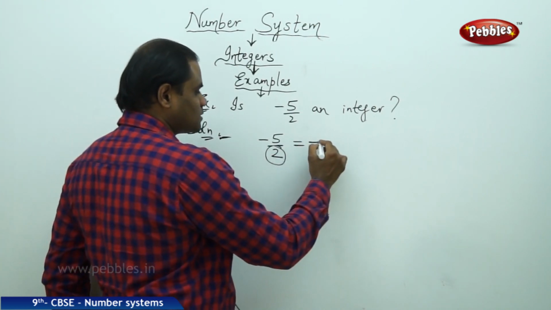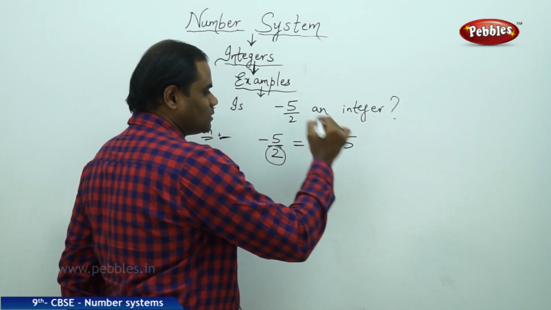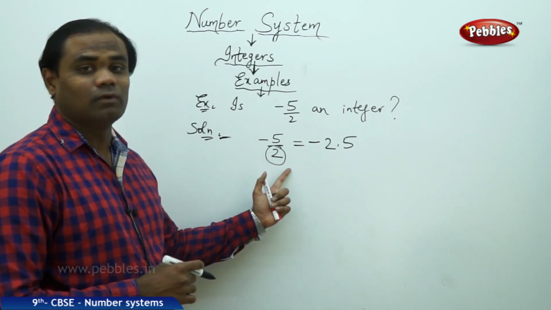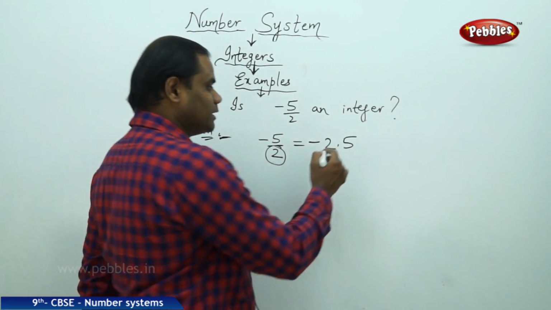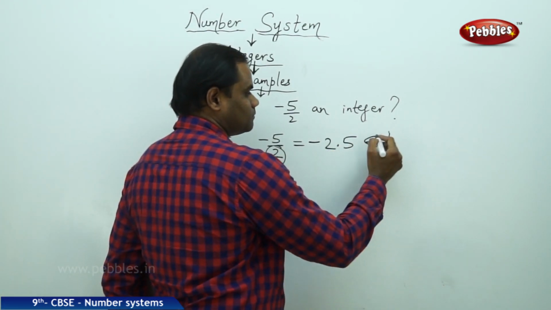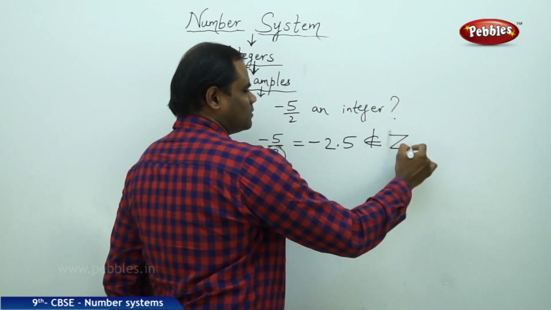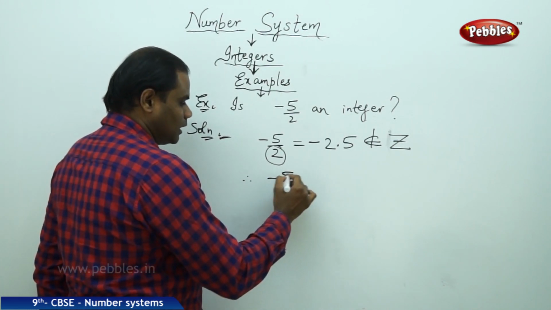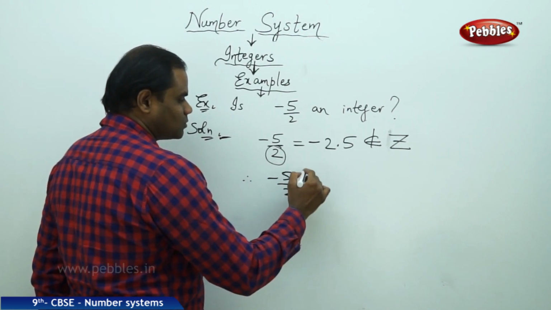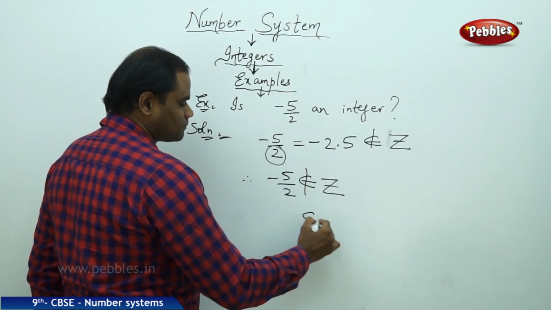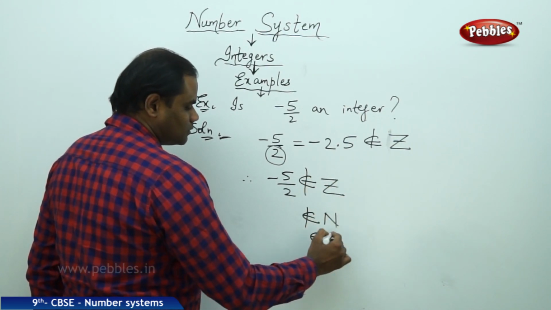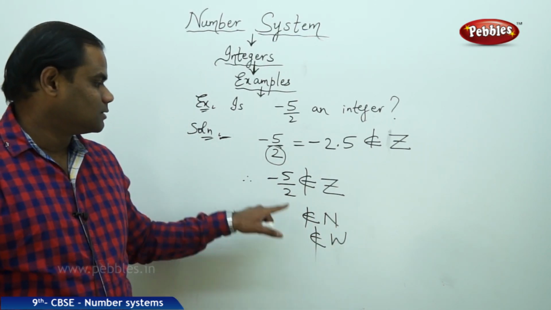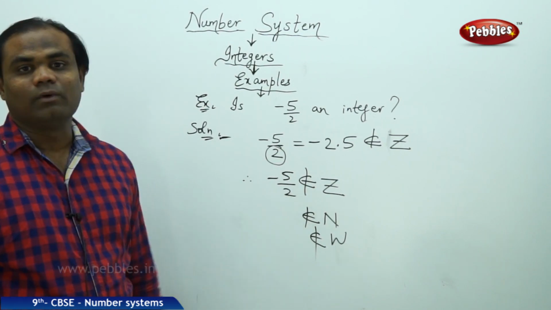Therefore this can be expressed only in decimal form, but cannot be expressed as a non-decimal form with the denominator 1. Therefore this is clearly not an integer, not a natural number, and not a whole number. So the outcome is that minus 5 by 2 is not an integer, not a natural number, not a whole number, because we don't have 1 in the denominator.